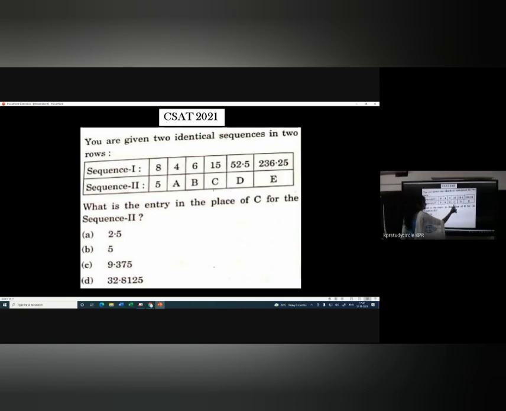So C அப்படிங்கற பிளேஸ்ல என்ன வரணும்? That is the question, right? 2 identical sequence. Already ஒரு sequenceல full number கொடுத்துட்டாங்க. So இது என்ன pattern நான் find out பண்ணிட்டேனா I can easily find out the second sequence and C ங்கற இடத்துல என்ன வரணும் நான் ஈஸியா find out பண்ணிடலாம், right?